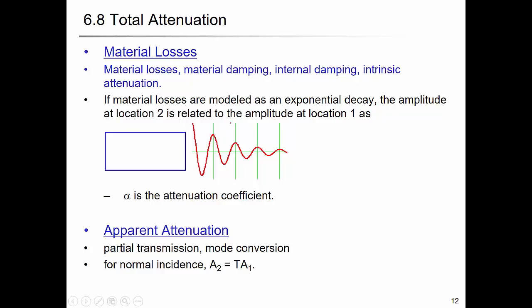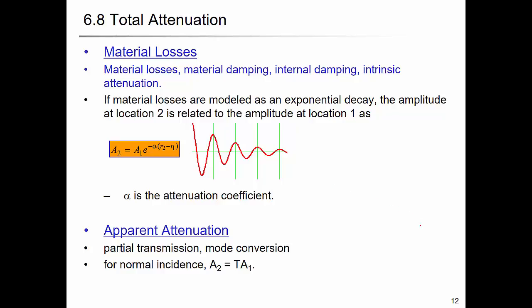If material losses are modeled as an exponential decay, the amplitude at location 2 is related to the amplitude at location 1 by this equation. This alpha is the attenuation coefficient in space. We've seen this one a lot. And there is apparent attenuation, partial transmission, and mode conversion at the interface.